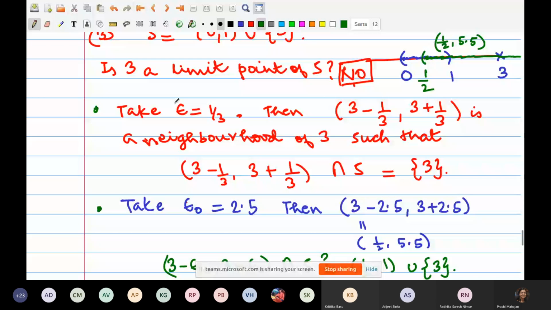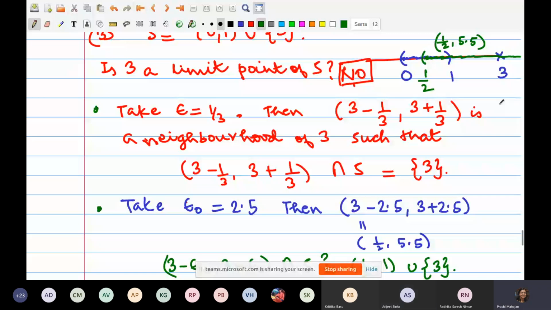What else can work? Any epsilon less than 2 will do the job. Is that okay? Why am I saying this? Because the distance between 3 and the point 1 is 2 units. All I want to do is isolate one neighborhood of 3 which does not intersect S in anything else besides the point 3 itself. So 1/3 is not a unique choice. Any epsilon strictly less than 2 will do the job here. Do you understand this point? This is very, very important.